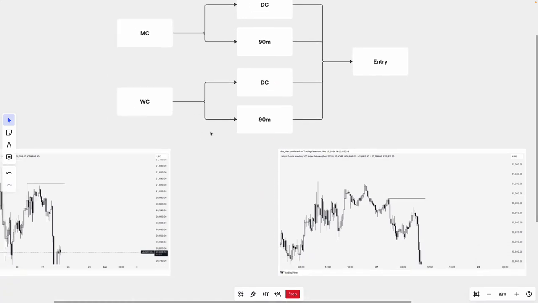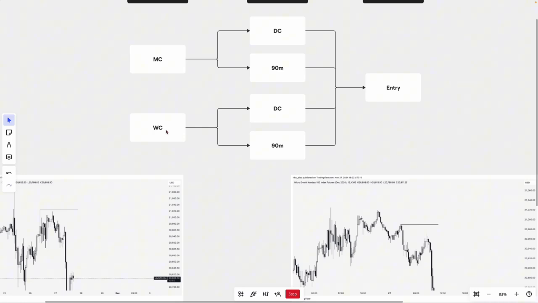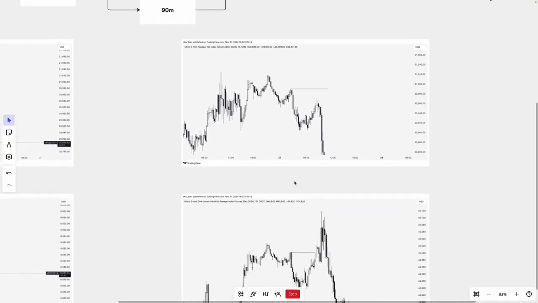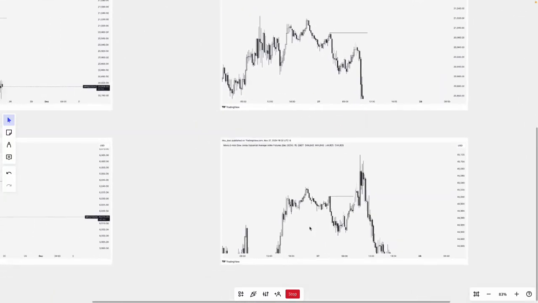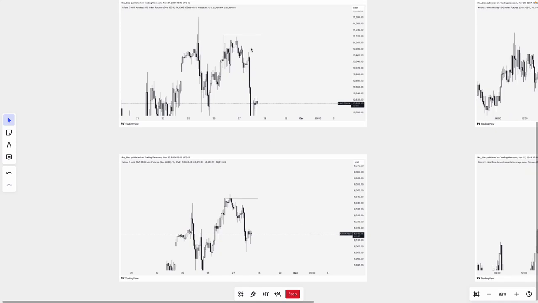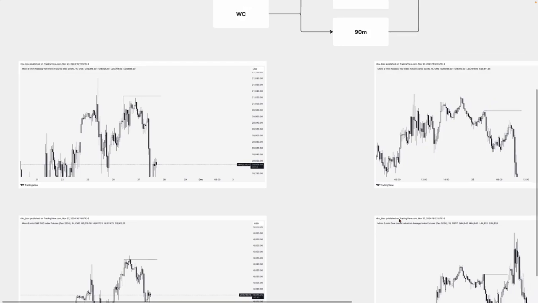So this is the one-shot, one-kill model, where we have a weekly cycle sequential SMT followed by a daily cycle sequential SMT. And it's after that, that is when we have our move down. And you can see that here on the higher time frame. So that's essentially the model.